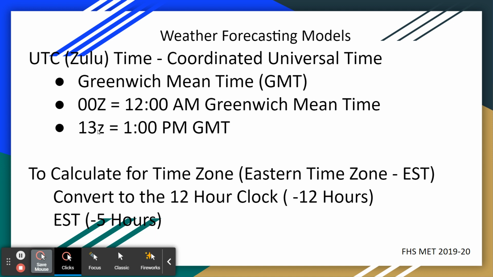13Z: anything over 12, I always ask myself, how much more than 12 is it? And that's the p.m. time. So 13 is one more than 12, so that would be 1 p.m. But that's 1 p.m. at the prime meridian. We've got to subtract 5 hours from that to get to Eastern Standard Time. So 1 p.m. minus 5 hours is noon, 11 a.m., 10 a.m., 9 a.m., 8 a.m. So 13Z would be 8 a.m. in the Eastern time zone, or here in Fruitport, Michigan.